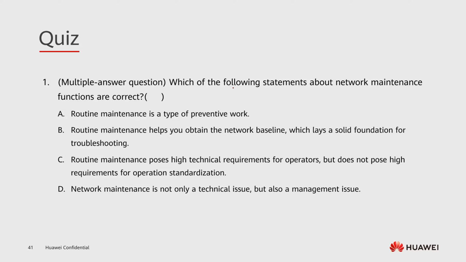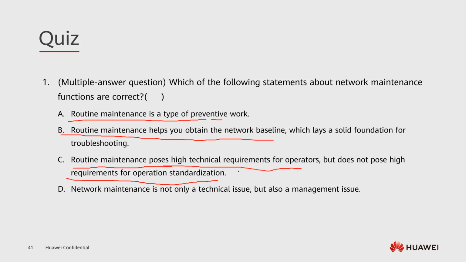Okay, let's see the quiz. Which of the following statements about the network maintenance function are correct? A, the routine maintenance is a type of preventive work. B, routine maintenance helps you to obtain the network baseline, which lays a solid foundation for troubleshooting. D, the routine maintenance process has high technology requirements for operation, but doesn't pose high requirements for operation standardization. So this is wrong. A, B, and D.